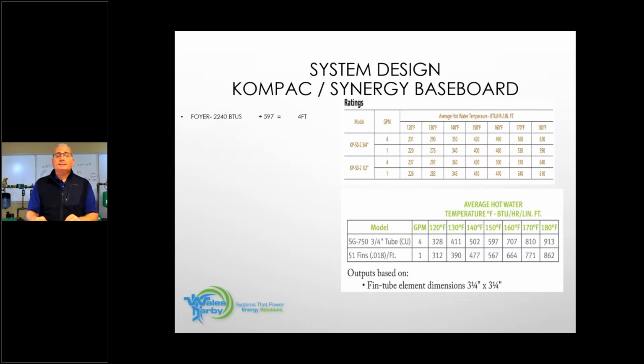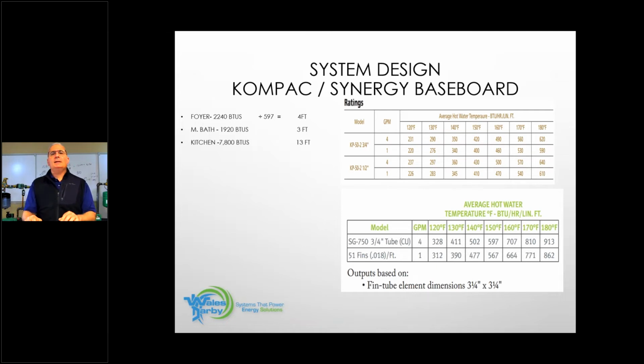And I'll put the first one up there. So the foyer, again, at 2,240 BTUs, we divided that by 597, and you should get 4 feet. Next room we're going to do is going to be master bath. So look at your master bath. At 1,920, divided by 597, you should all get 3 feet. Okay. Next one we're going to do is going to be the kitchen.